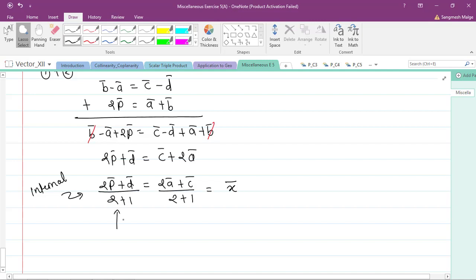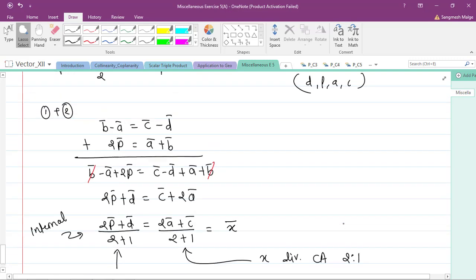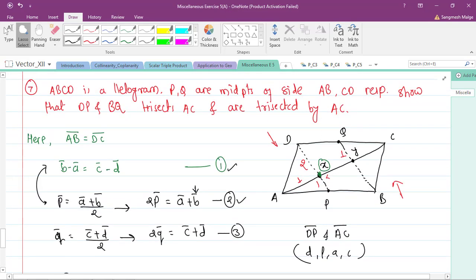So for this, I can say X divides the segment DP in the ratio 2:1. Yes or no? X divides the segment DP in the ratio 2:1. Similarly, for this part, X divides the segment CA in the ratio 2:1. Meaning the point X here divides both in the 2:1 ratio, that is, it is trisecting. That is the point we are expecting here.